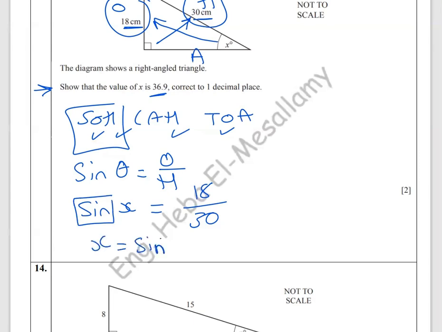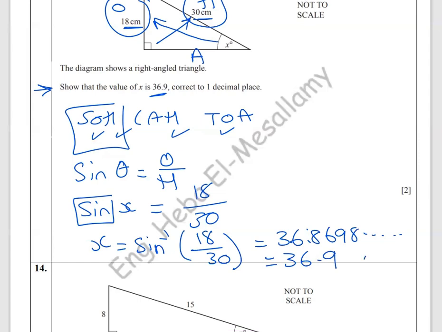Sine, or x, is inverse sine of 18 over 30. And then on the calculator, we are going to press Shift, then sine. You'll find sine power -1 is already written on the calculator, and then you will just type the fraction, 18 over 30. Don't forget to close the bracket, and you will get an answer of x is 36.8698, and so on. If I round my answer to the first decimal place as the question mentioned, I'm going to get 36.9. By then, I got the 2 marks.